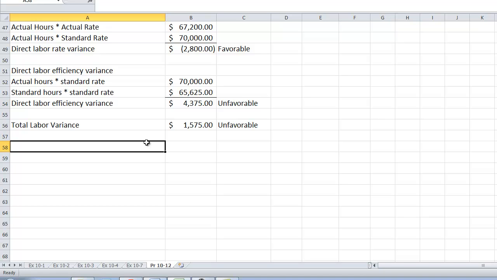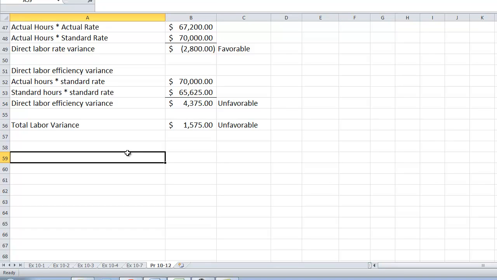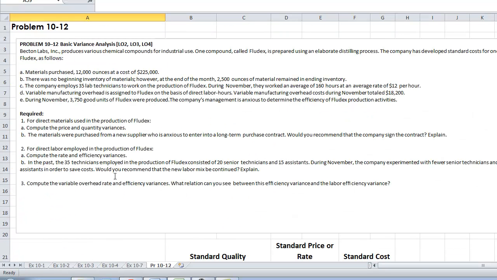The 50 cents per hour that we saved didn't net us money. It cost us $1,575. Now the last part: compute the variable overhead rate and efficiency variance. What relation can you see between this efficiency variance and the labor efficiency variance?